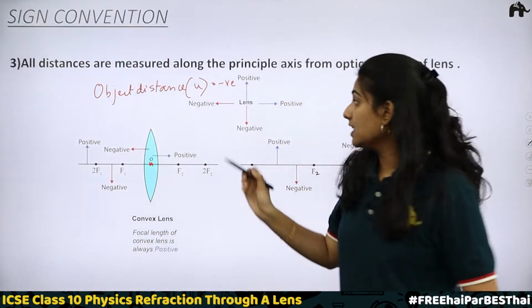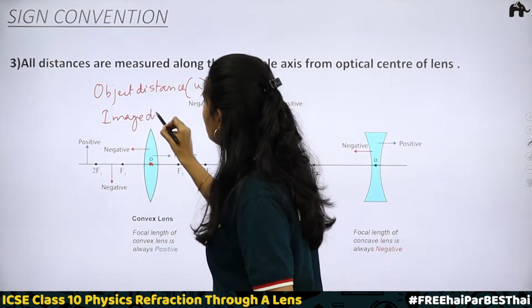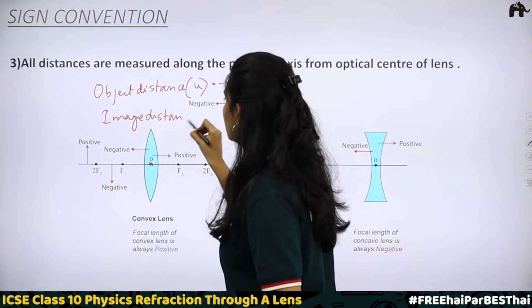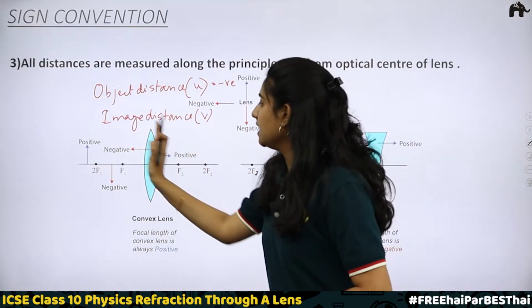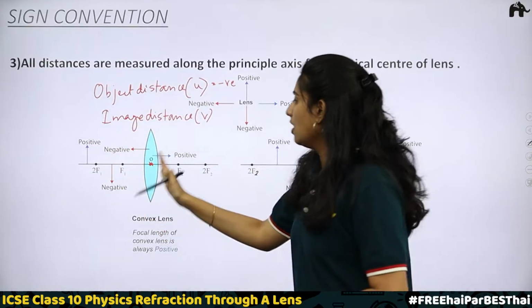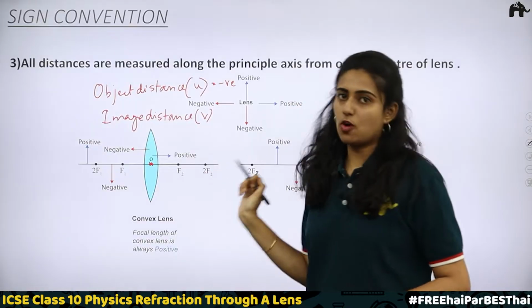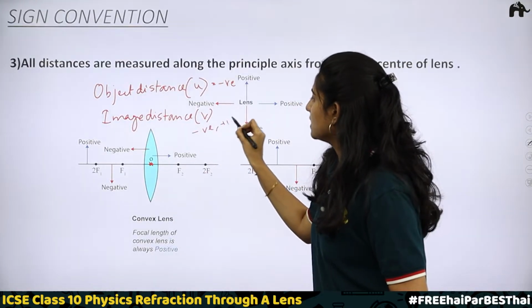Now, the next point is image distance. What is image distance? It is the distance of the image from the optical center, which is represented by v. If the image is on the left side, then it will have negative values. On the right side, we know it is a positive value. So, image distance can have negative as well as positive values.